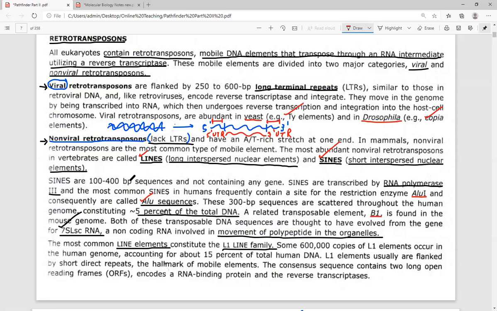देखिए B1 element किस में होता है, SINE में होता है. B1 element is present in SINE, and LINE contains an element which is called the L1 element.